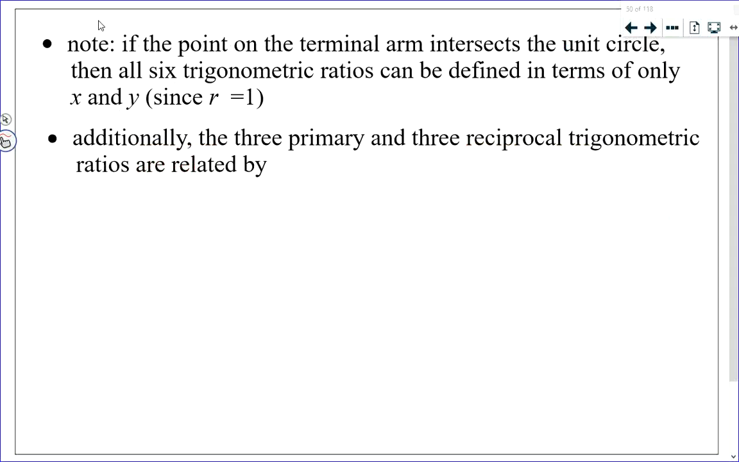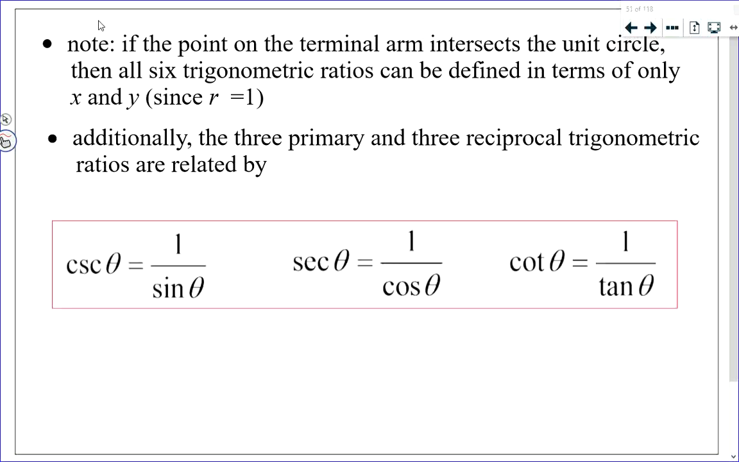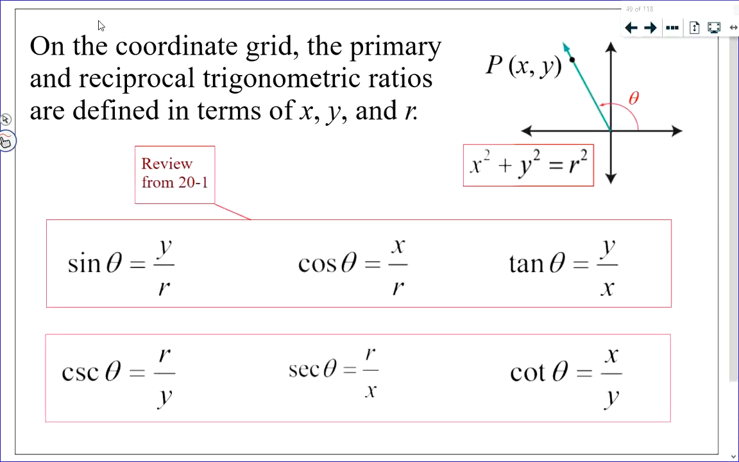If the point on the terminal arm intersects the unit circle, then those 6 trig ratios that we're looking at here become simpler. So I want to break this down. What we're looking at right now is for any terminal arm, whether the terminal arm is a length of 10 or 0.3. These 6 definitions in terms of x, y, and r are all valid.